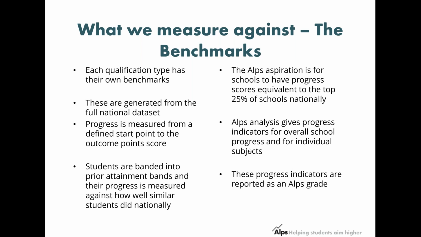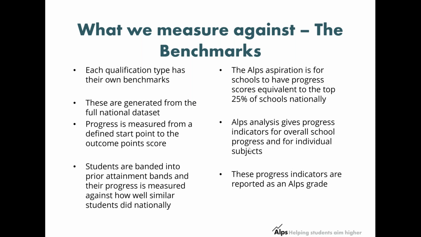Before I go on to the benchmark table, very important, remember right back at the beginning, that culture of ambition. The aspirational aspect of Alps is to be in the top 25% of progress nationally. So that's very key. So we're looking at being in the top 25% for all of your different subject indicators. We're going to look at different progress indicators overall and in subject areas. And we're going to look at the fact that the progress indicators are reported as an Alps score, but also you're going to get an Alps grade.